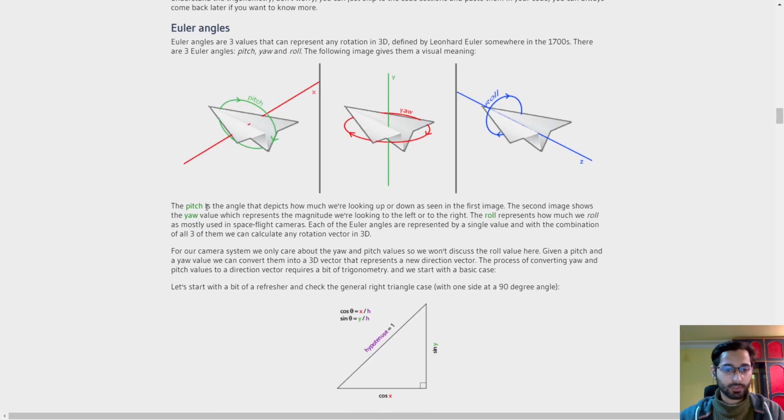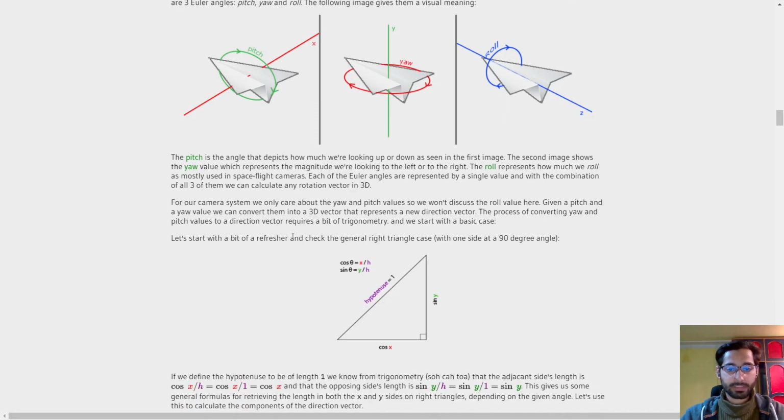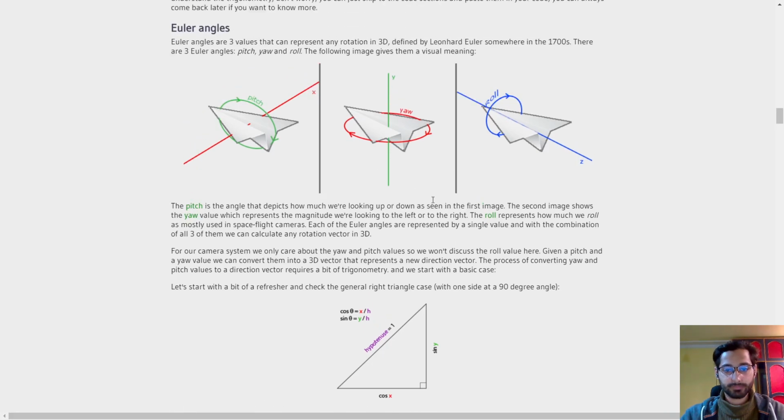The second image shows the yaw value, which represents the magnitude we're looking to the left or the right, and the roll represents how much we roll, as mostly used in spaceflight cameras. Each of the Euler angles is represented by a single value, and with the combination of all three of them, we can calculate any rotation vector in 3D. For our camera system, we only care about the yaw and the pitch.